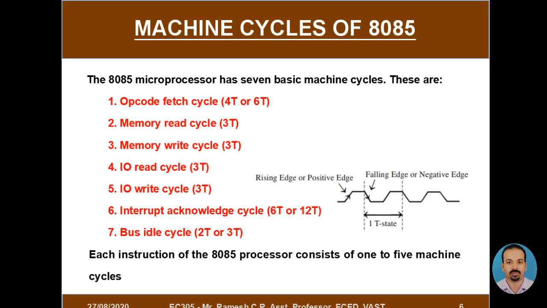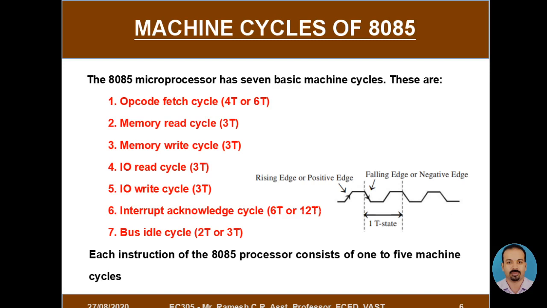Then the memory write cycle, to write some data from the register to the memory space defined in the instruction. Then the IO read cycle and the IO write cycle: instead of the memory, you will be reading some value from the input devices in the IO read cycle, and the IO write cycle is the sequence of operations, or the time required, for writing some data to the output devices.